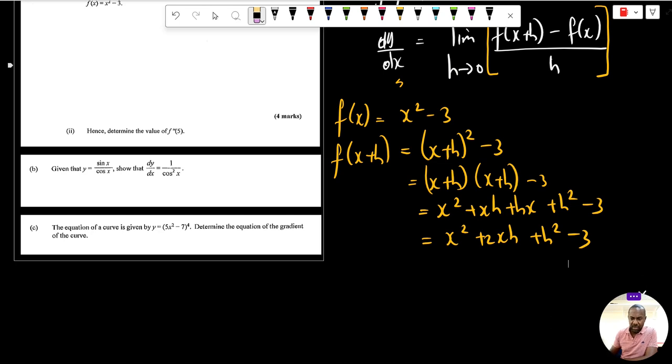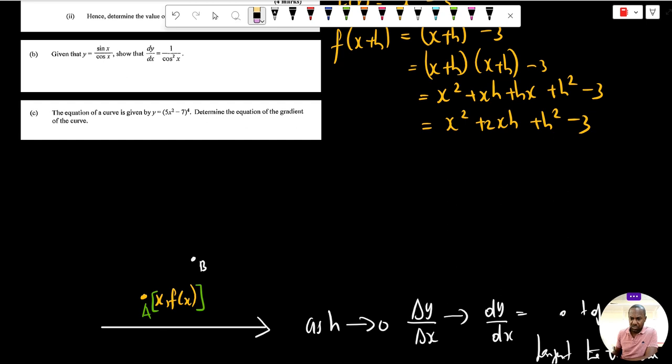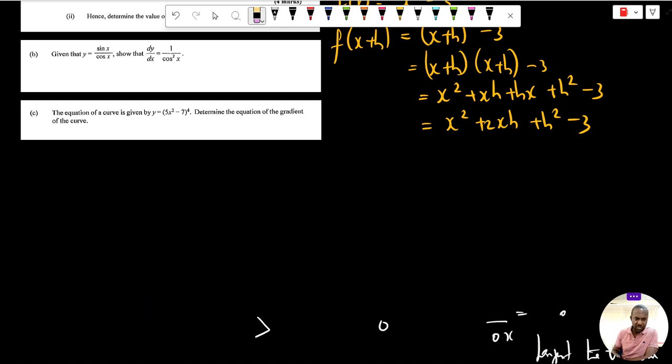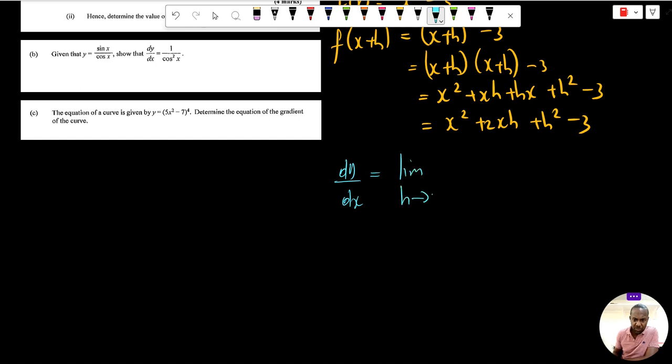Now, from the definition of the derivative, what do we see? We see that dy by dx is equal to the limit as h approaches 0 of f of x plus h minus f of x all over h. Now let's work out the numerator part first. So let's work out f of x plus h minus f of x and see what that gives us, right?